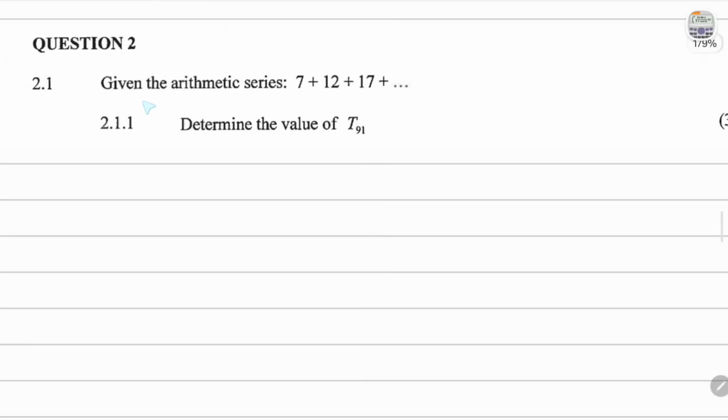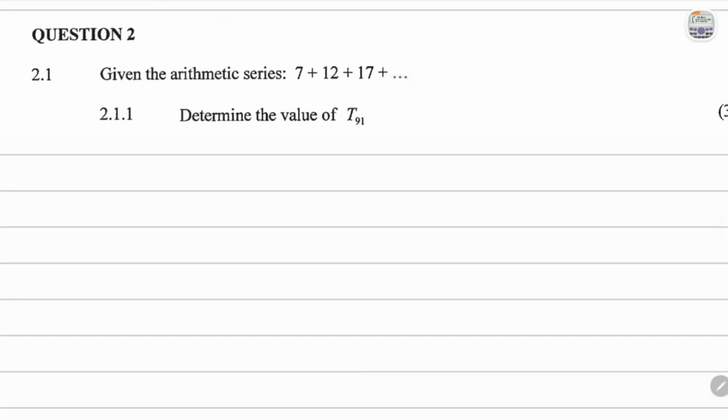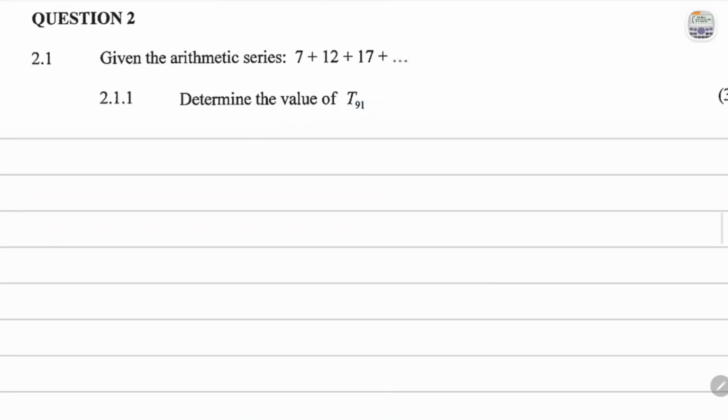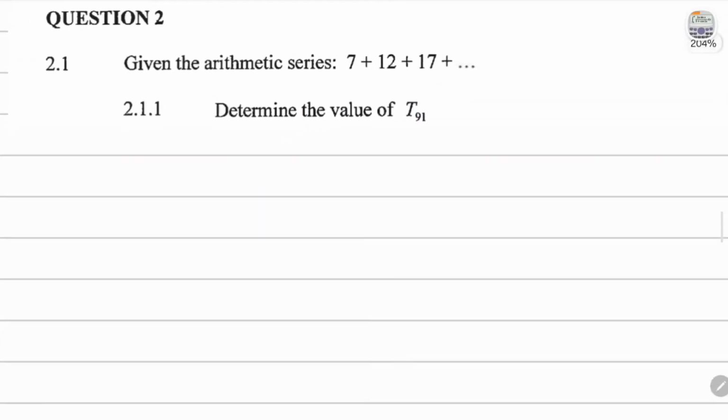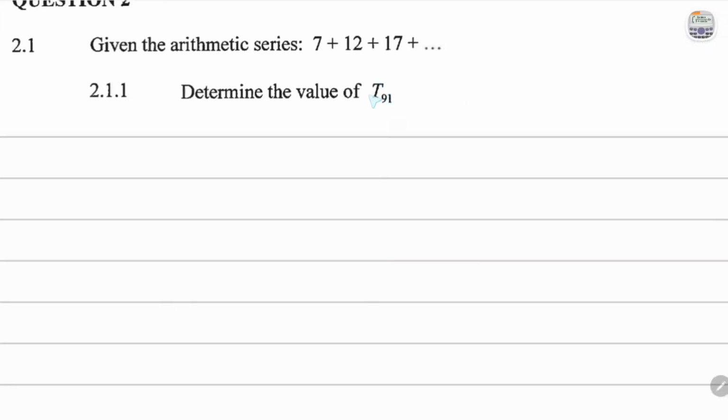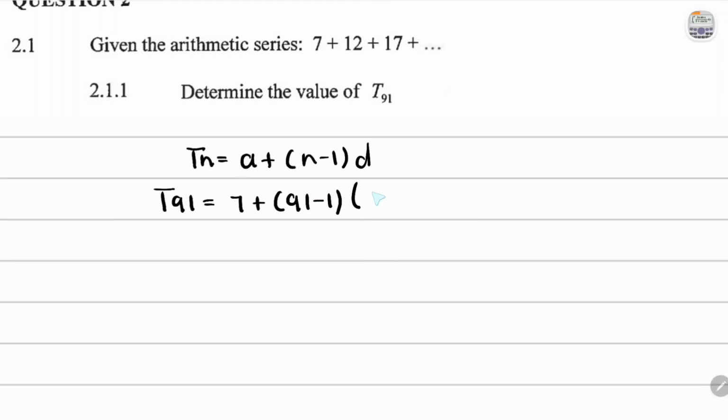Question 2 says, given the arithmetic series 7, 12, and 17, and this keeps going, we need to determine the value of term 91. Okay, this is just for 3 marks. So it's an arithmetic series and it's a term that we need to find. So you can use the Tn formula of an arithmetic series, which is a plus n minus 1 times d. So we are saying term 91 is equal to, and our a value, our first term, is 7. So that's 7 plus n is still 91. That's why we have Tn, and that's 91 minus 1 and then times our difference.